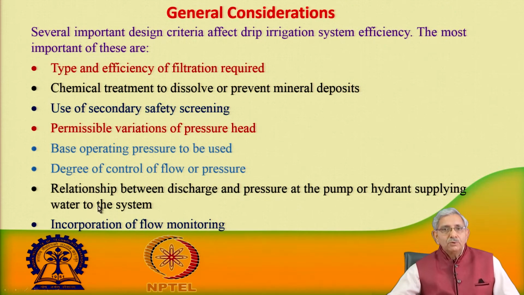And then one should know the discharge-pressure relationship, meaning when we are considering what discharge is needed, how much pressure it needs. Accordingly, a hydrant will be placed and the line should be connected with the source of water so that it delivers appropriate discharge. And we should have a provision to monitor the flow rate, and a provision to monitor the pressure at different points.